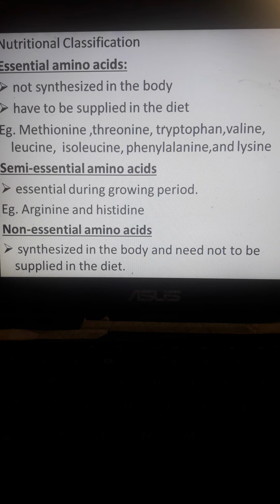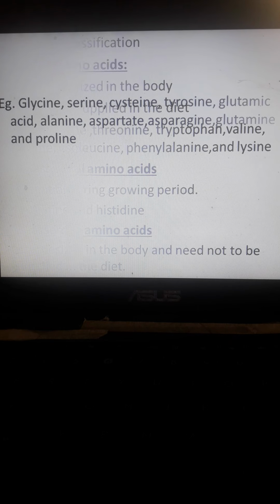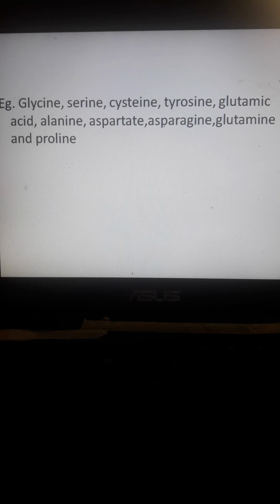Mga non-essentials, synthesized in the body and not needed to be supplied in diet, because our bodies already produce that certain amino acids. Ano naman yun sila? So we have glycine, serine, cysteine, tyrosine, glutamic acid, alanine, aspartate, asparagine, glutamine, and proline. So these are known as non-essentials. So non-essentials, they're already synthesized, so it is not needed in our diet.